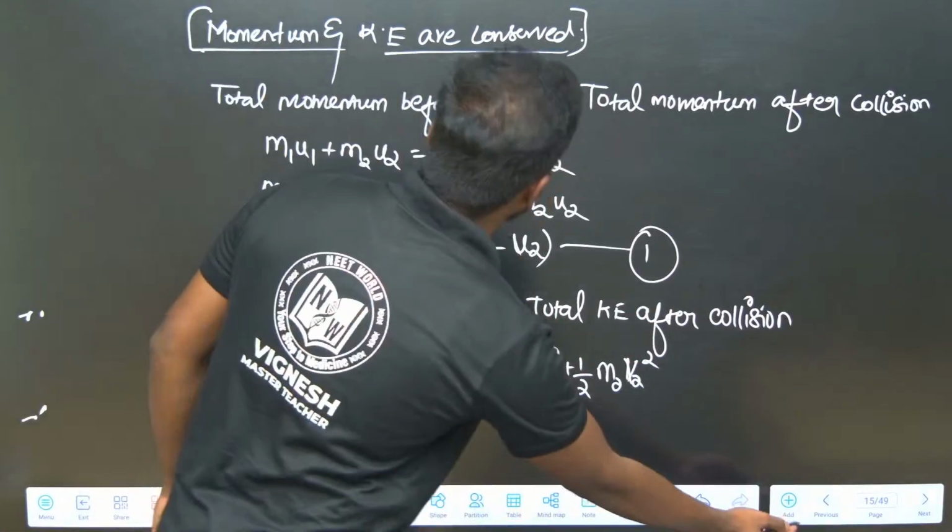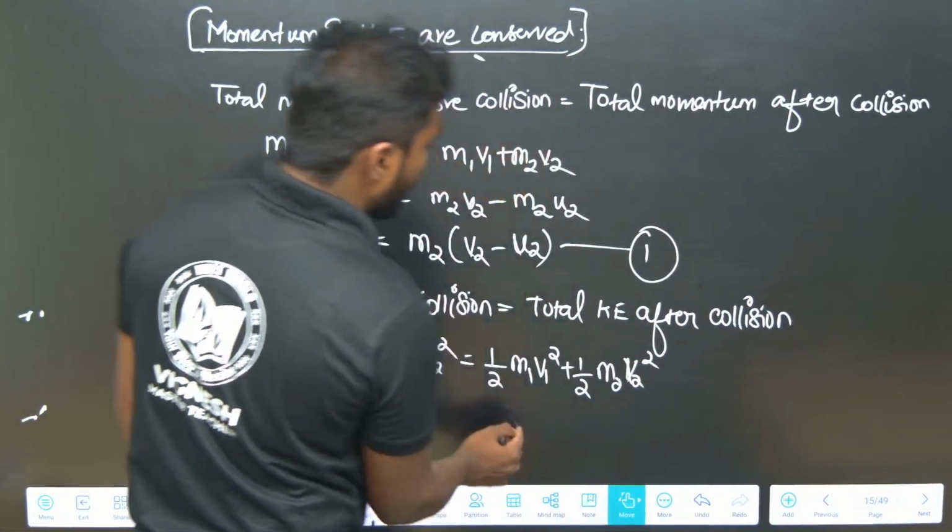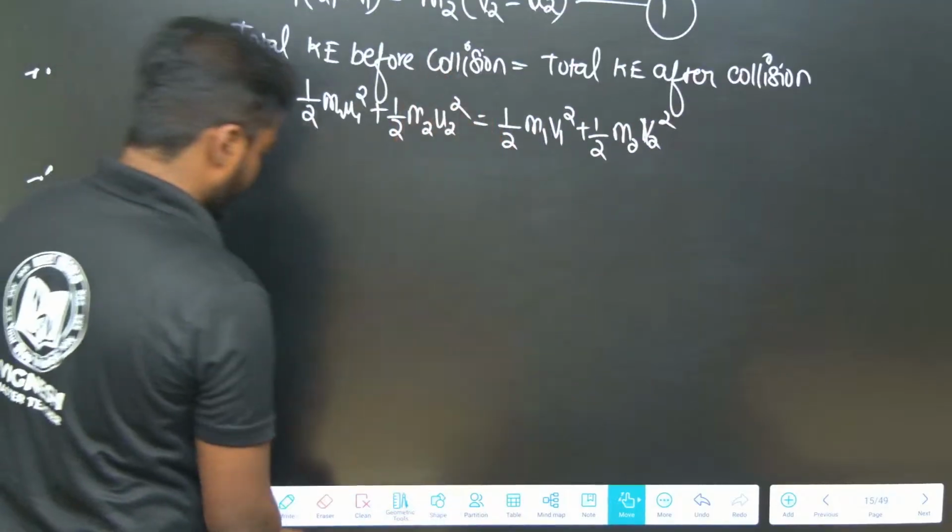So I'll go for the next page. So half into m1 u1 square plus m2 u2 square should be equal to 1 by 2 into m1 v1 square plus m2 v2 square. So 1 by 2 got cancelled. This one will be m1 u1 square plus m2 u2 square.